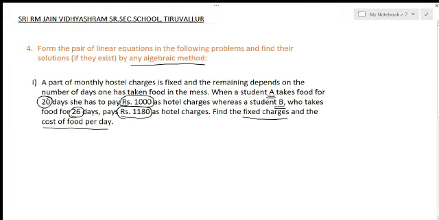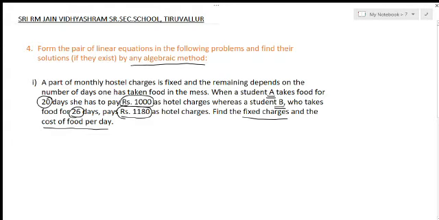So here we have two types of charges. One is the fixed charge. However many days you are staying in the hostel or you take food, the fixed charge is the same for you. And the number of days one has taken food in the mess, that charge differs.